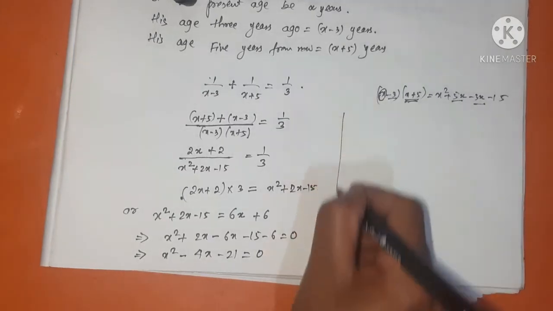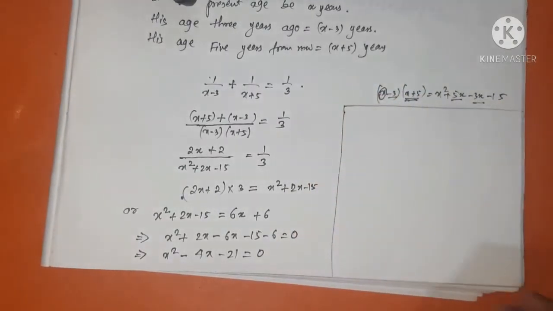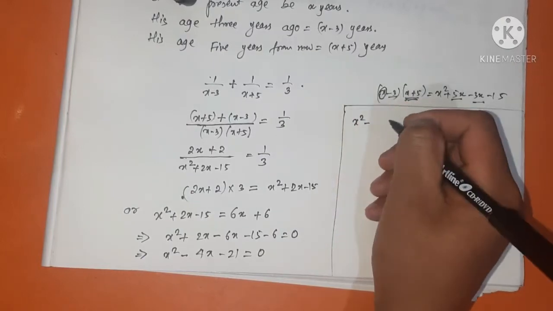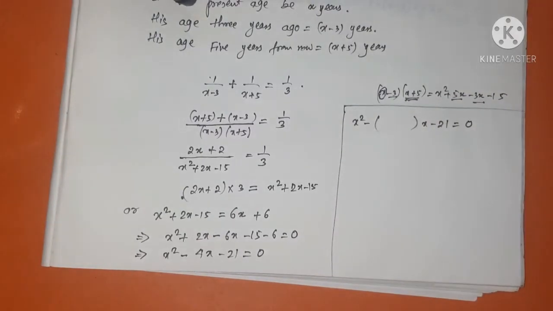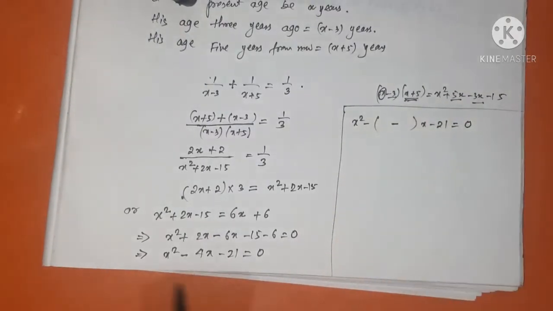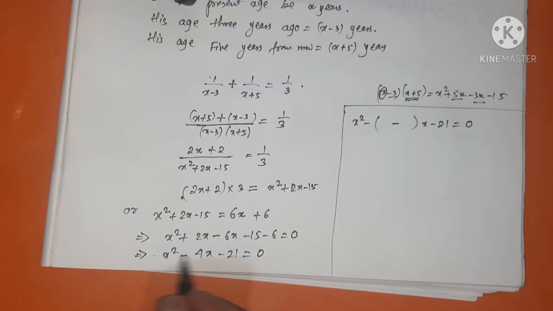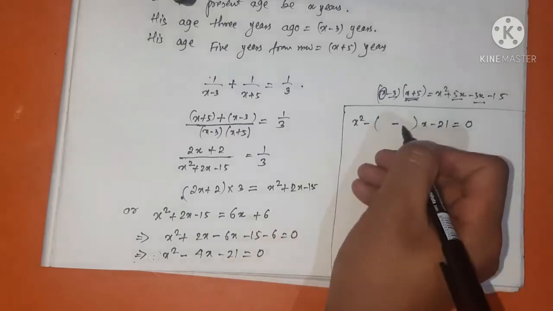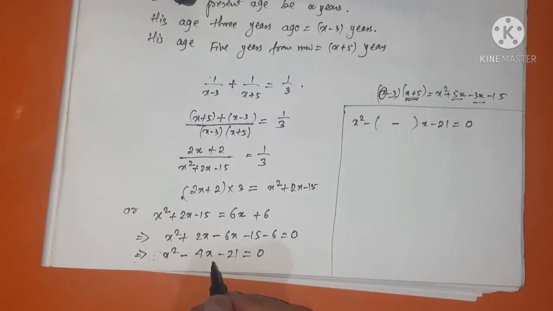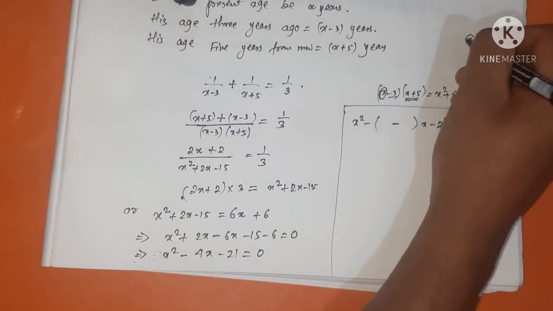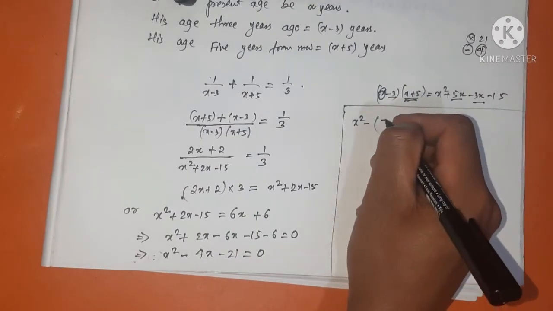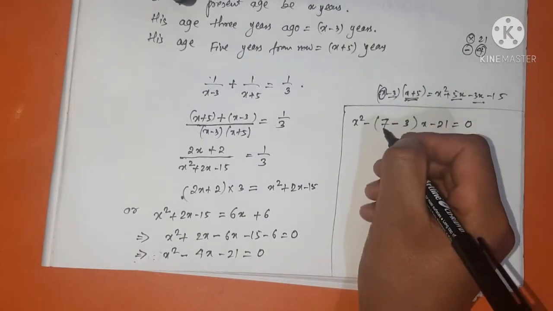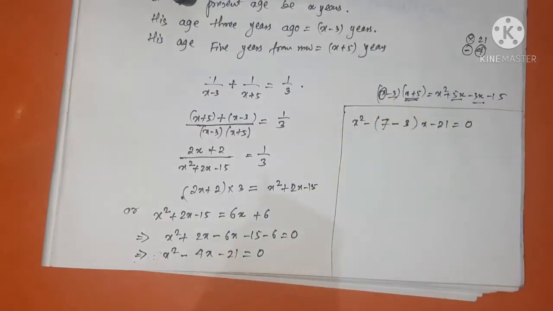Now we need to solve this. Let us solve using the factorization method, okay? So I'm writing x square minus, as you know this process, right? This minus sign comes here. Now what we need, the product should be 21, and the difference you need is 4. Tell me the number, whose product should be 21 and whose difference should be 4. Tell me how much? There's only one pair, that is 7 and 3, right? 7 into 3 is 21. 7 minus 3 is 4.